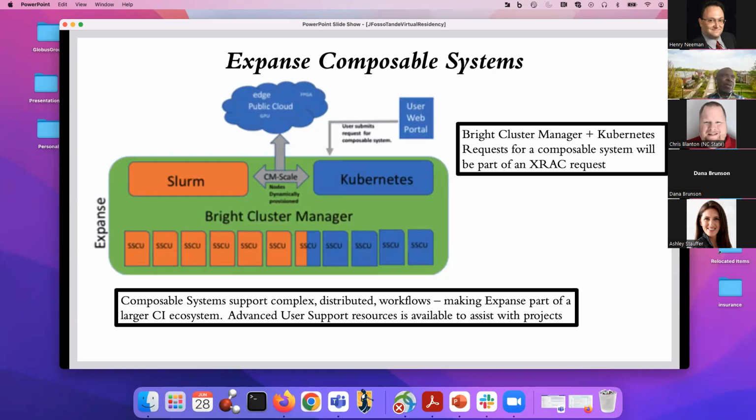So the system is composable, so it supports complex distributed workflow, making Expanse larger CI access to the larger CI ecosystem. You equally have advanced user support if you need this composable system. It would be great at some point to have... I had to sit in on a presentation on Expanse, especially when it was launched. I think this was really of interest. This is the part I like most about that presentation, the composable aspect of Expanse.